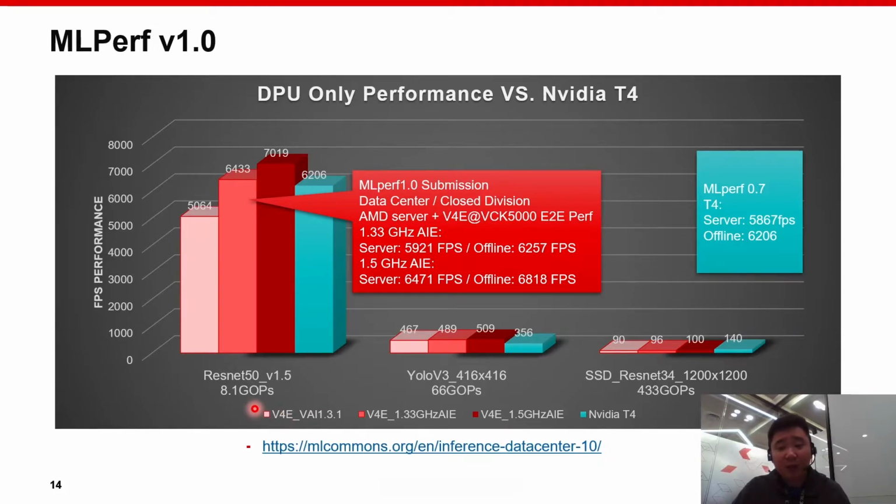ResNet 50, the input size is 224 by 224, which has 8.1 giga operations, while the YOLOv3 is 416 by 416, which has 66 giga operations, and SSD ResNet 34 is 1200 by 1200, which is 433 giga operations. So you can see from the graph here that we could beat T4 when the model is small or medium, and T4 has an advantage on large model computation.